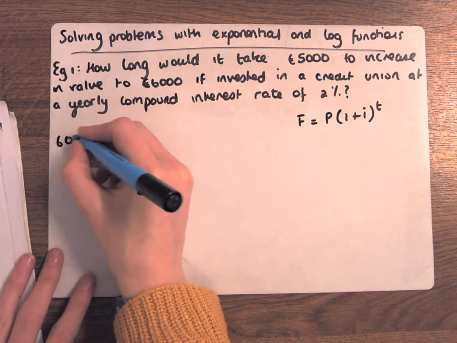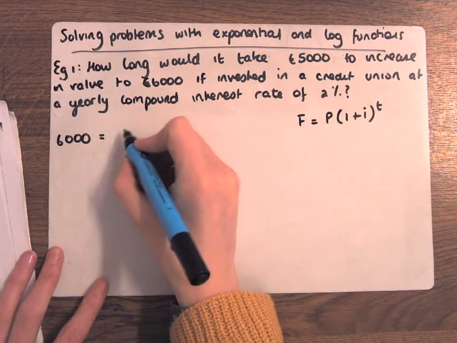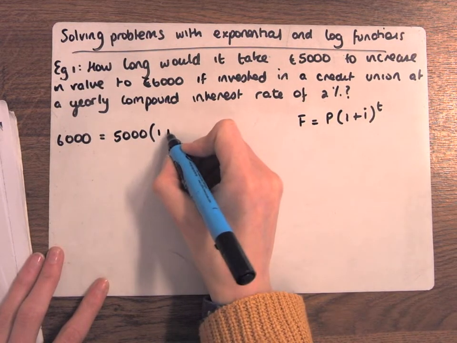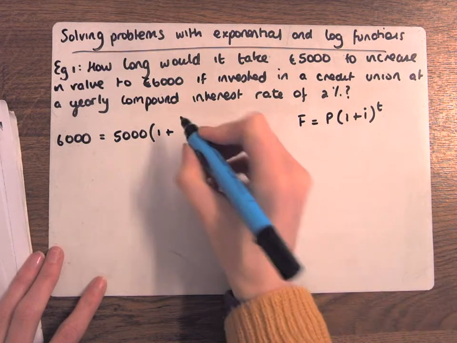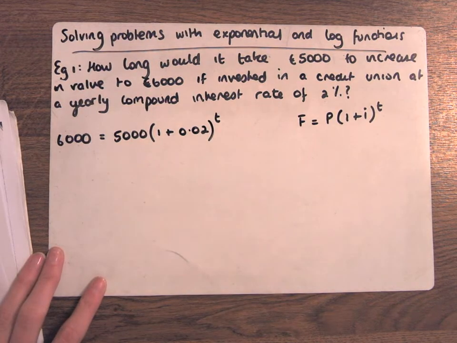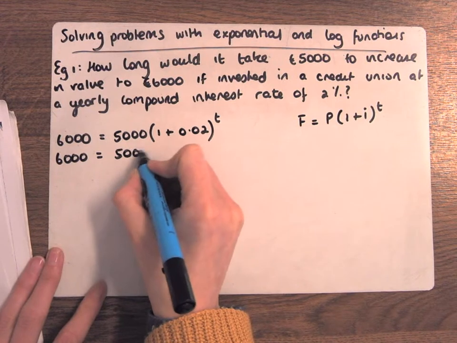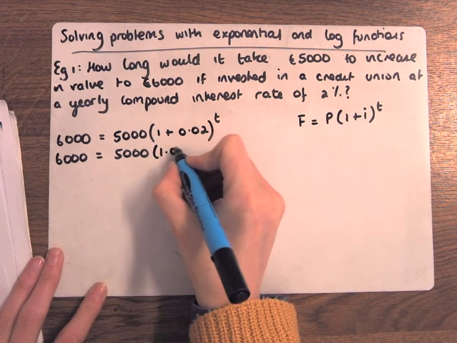That's the final amount. 6,000 equals P, the amount you put in, the principal, 5,000, times 1 plus I, so that's 1 plus 2%. That's either written as a decimal or a fraction, okay? To the power of T. So 6,000 equals 5,000, just tidy it up a little bit, 1.02 to the power of T.